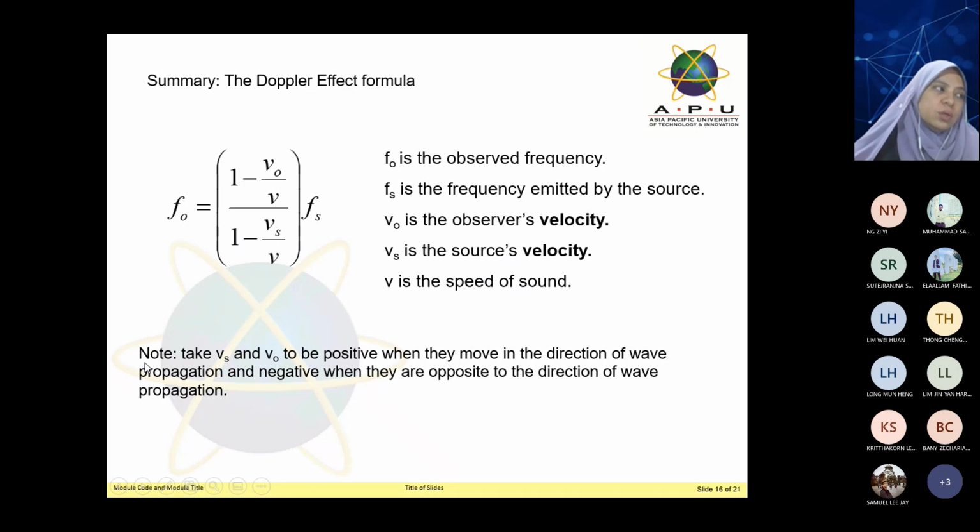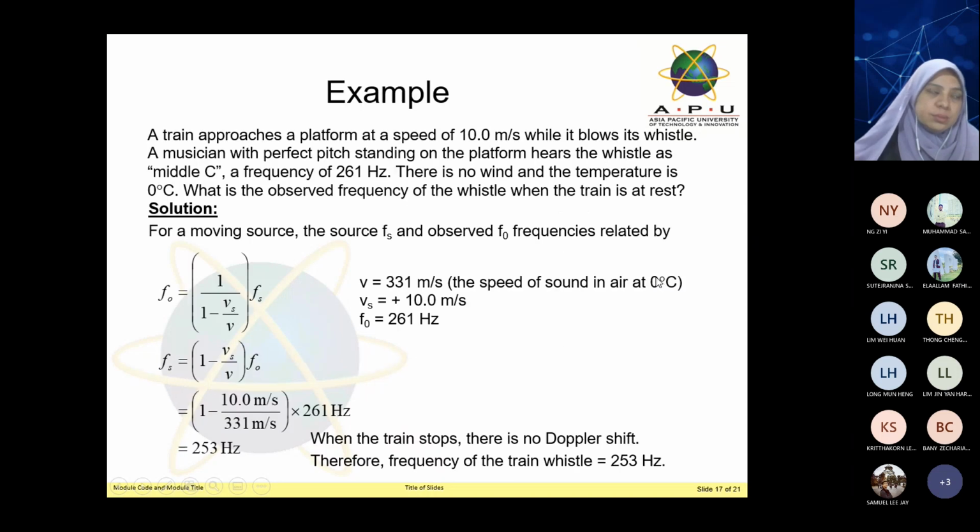After that, note that Vs and Vo are positive when they move in the direction of wave propagation and negative when they are opposite to the direction of the wave. So in the picture just now, the wave is going away from the boat.